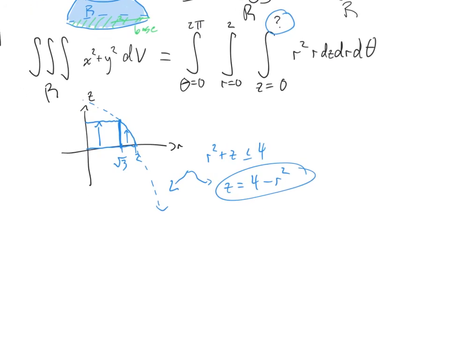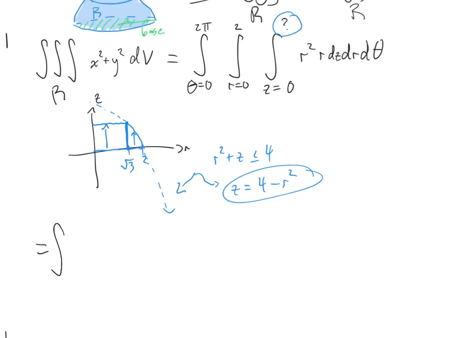Just give myself a little bit more room. So my integral, theta goes from 0 to 2 pi. R goes from 0 to 2. For the first one, let's just label it 1 here. R starts at 0 and goes, z starts at 0 and goes up to 1. And I'm integrating r cubed dz dr d theta.